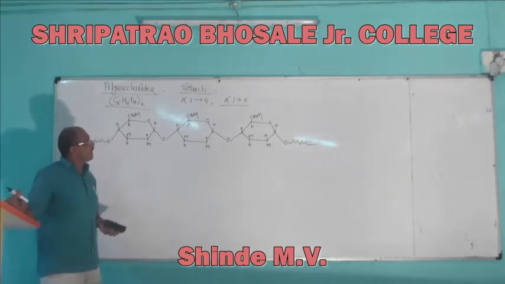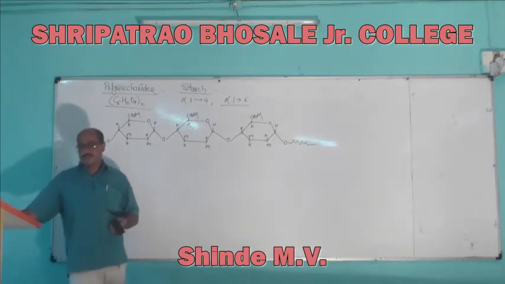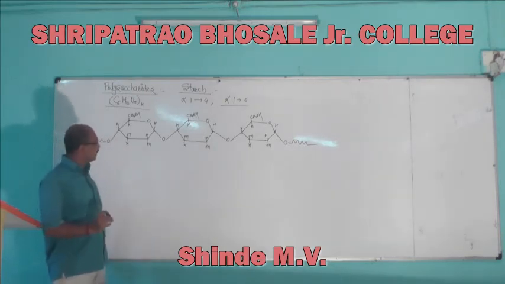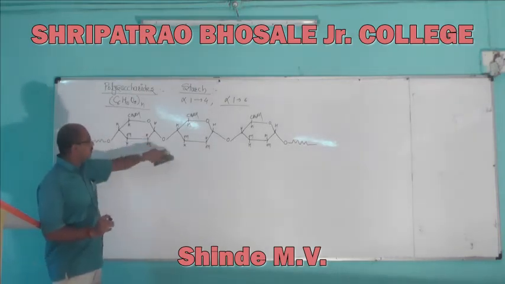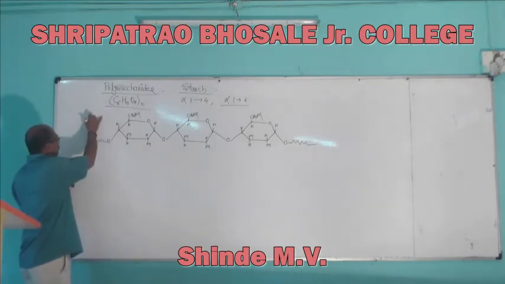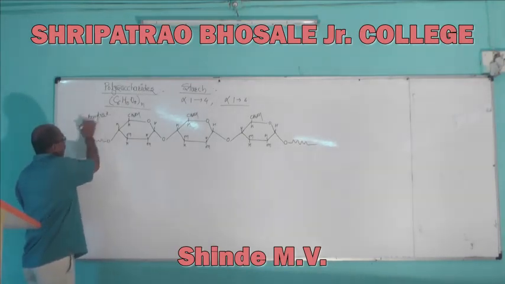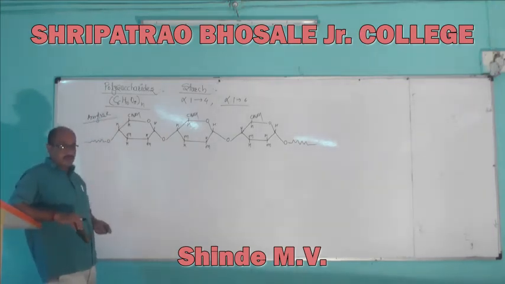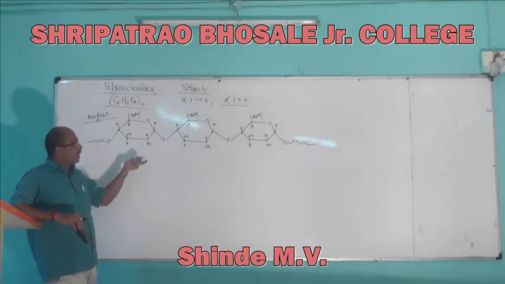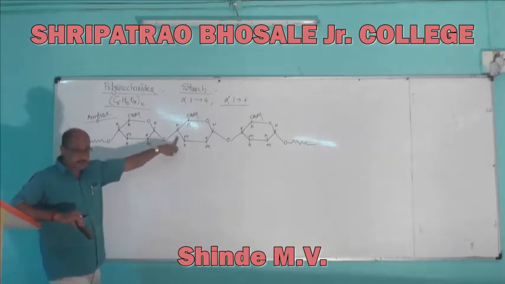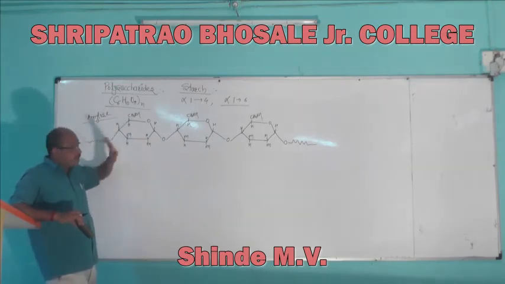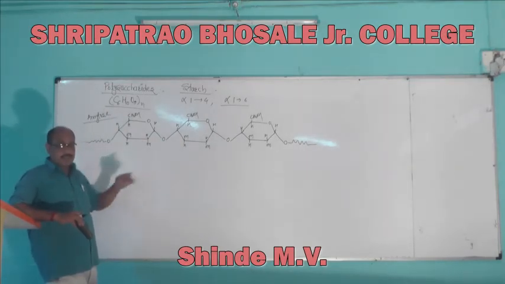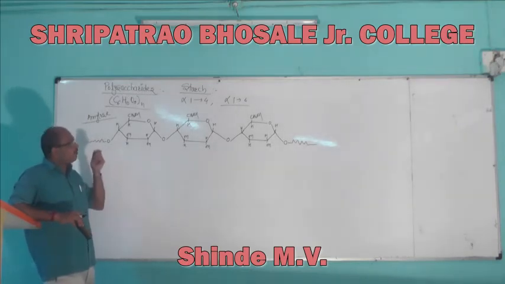And when we observe amylopectin, I am drawing the structure of amylopectin. This one is the structure of amylose, which has a long straight chain of glucose molecules combined with each other by glycosidic linkage at C1 and C4. This one is the amylose structure. The amylopectin structure has both types of linkages, alpha 1 to 4 and alpha 1 to 6.